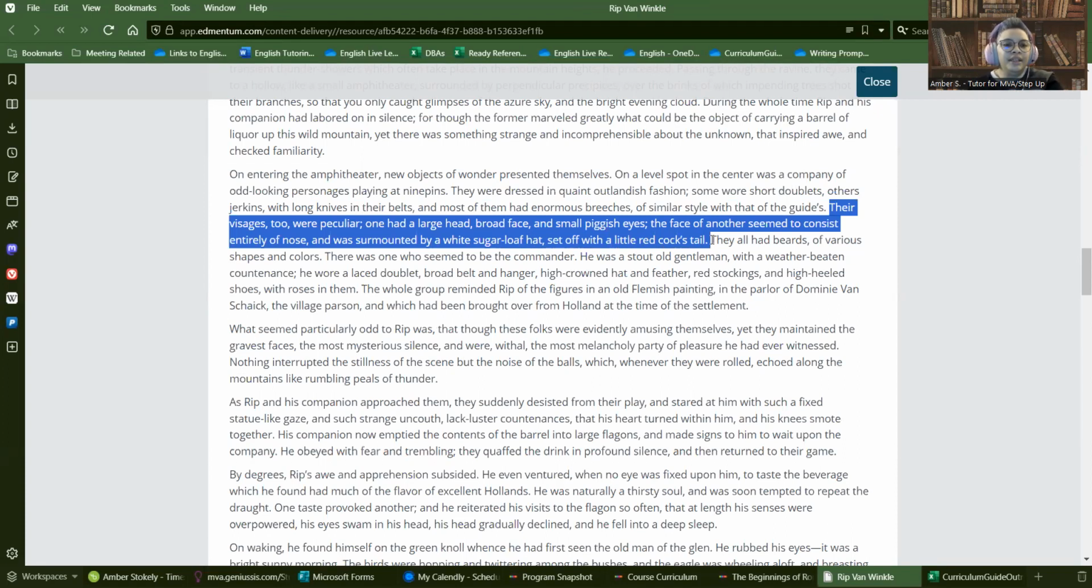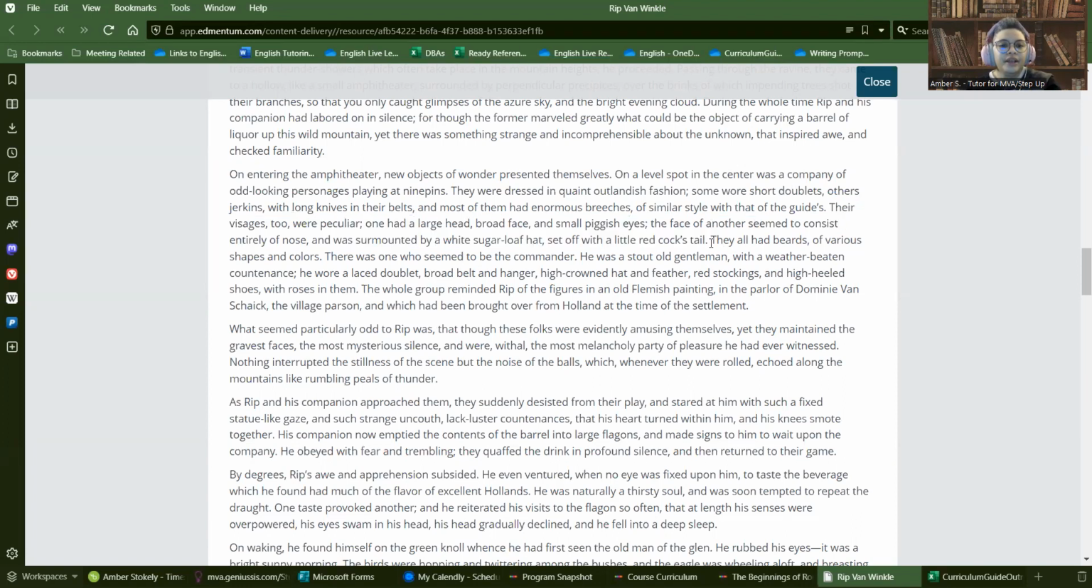So yeah, these people look weird. So basically, this dude's nose was so big, it took up his whole face. And he's wearing a hat that has a red cock's tail on it. So basically, red feathers. They all had beards of various shapes and colors.